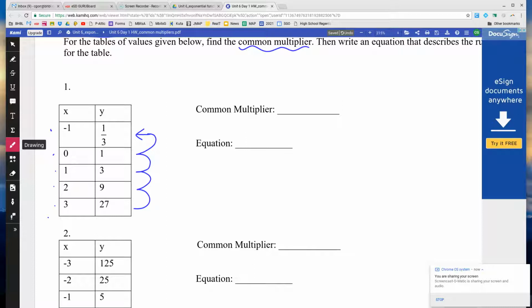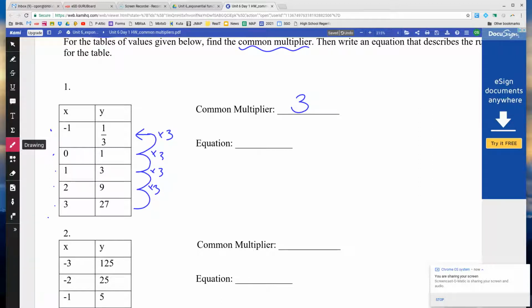So when I'm looking at this pattern, what I can think about is if I take my term and I divide by the term prior to that, 27 divided by 9 is 3. So in order for me to get from 9 to 27, I multiplied by 3. In order to get from 3 to 9, I multiplied by 3. 1 to 3, I multiplied by 3. 1/3 to 1, I multiplied by 3. So my common multiplier is 3.